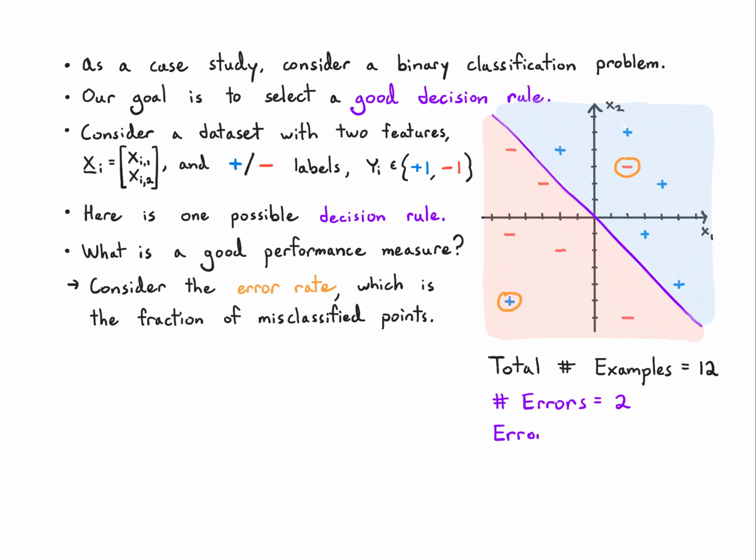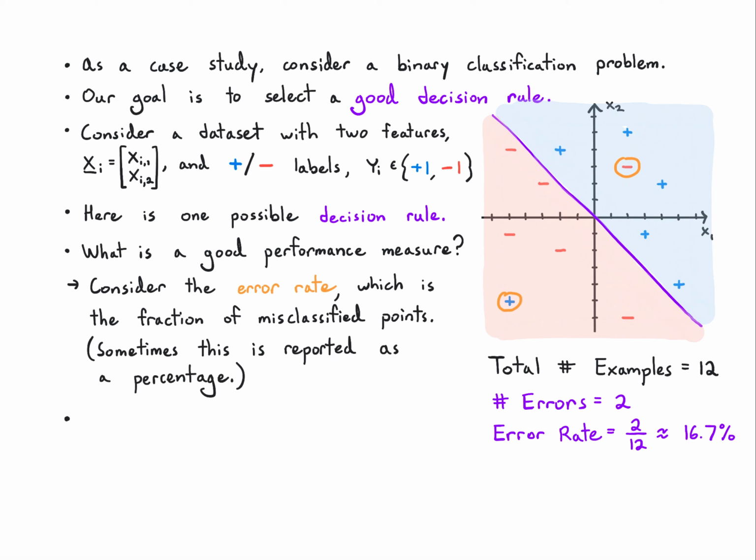And so my error rate is just going to be 2 divided by 12, and that's about 16.7%. And this is often reported in the literature in terms of percentages. We're used to dealing with probabilities, but it's good to stay with the convention so that we can understand other things that we see in the literature.